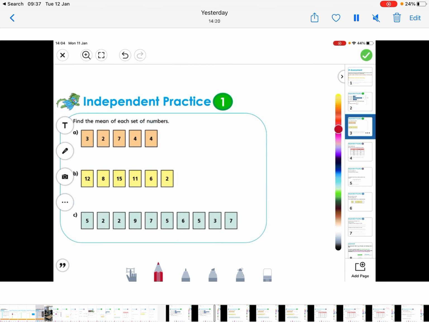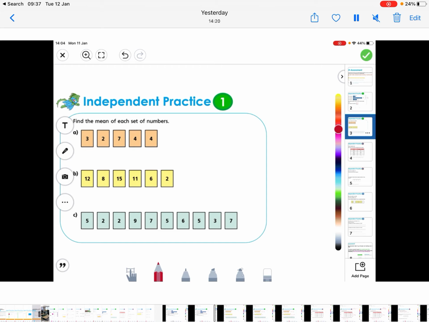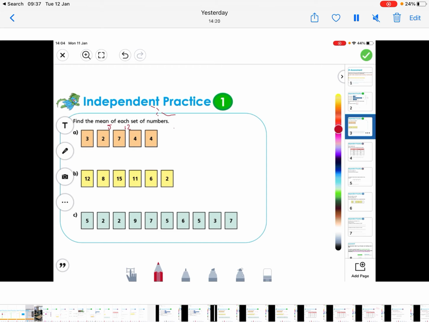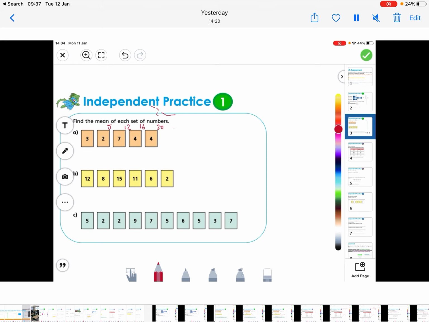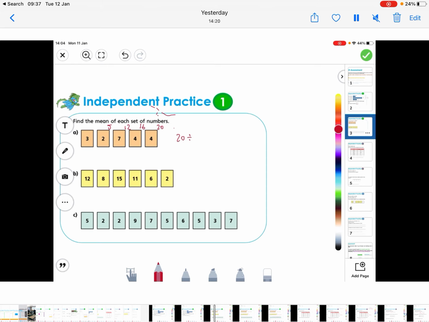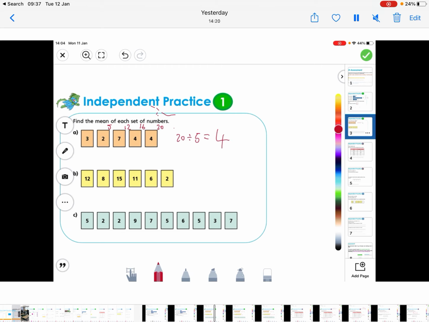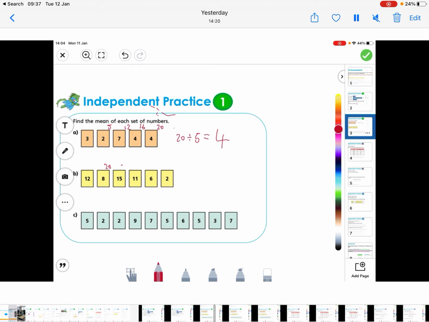4. Find the mean of each set of numbers. We've got A, B, and C. Okay, so I'm going to add A up. So 3 plus 2 is 5, plus 7 plus 4 plus 4 is 20. And I've got 5 sets of data. So you've got 5 numbers, so 20 divided by 5 is 4.